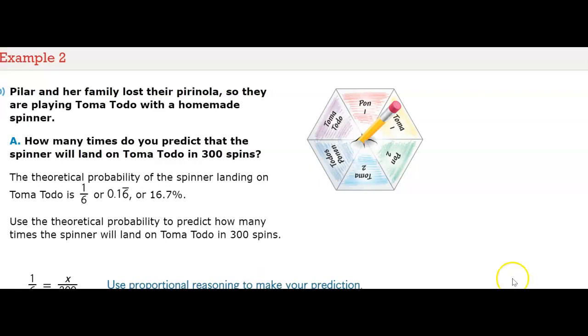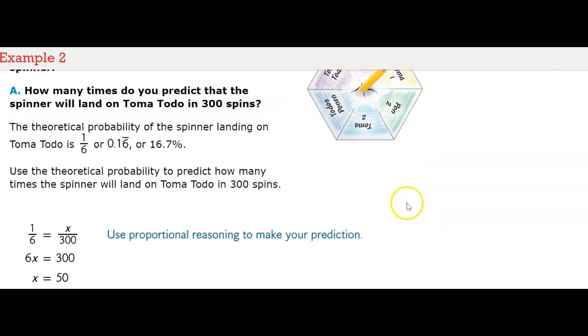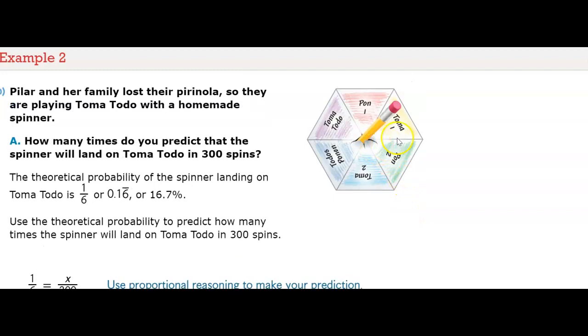The theoretical probability of the spinner landing on Toma is 1/6. Here's Toma. And it shows you as a decimal, which is a repeated 6. That's why there's a line over the 6, because that will repeat in a calculator. And it is also represented as a percentage, which is 16 and 7/10%.